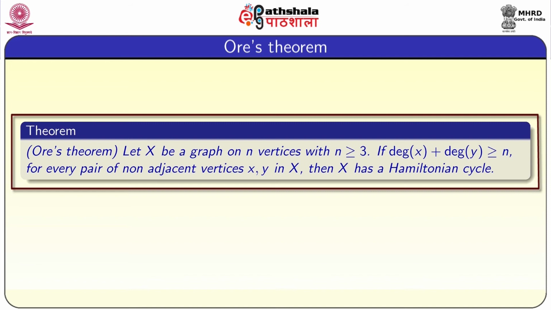Now, we are going to give an important theorem, Ore's theorem, which gives a condition for the graph to be Hamiltonian, only a sufficient condition. Let X be a graph on n vertices with n greater than or equal to 3. If degree of x plus degree of y is greater than or equal to n, for every pair of non-adjacent vertices x, y in X, then X has a Hamiltonian cycle.